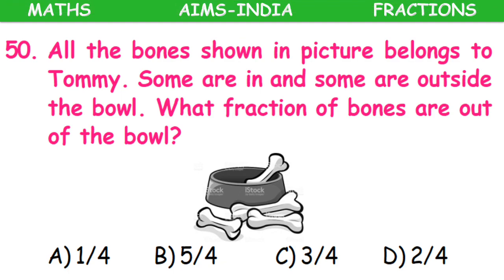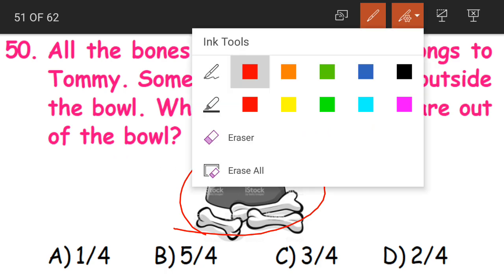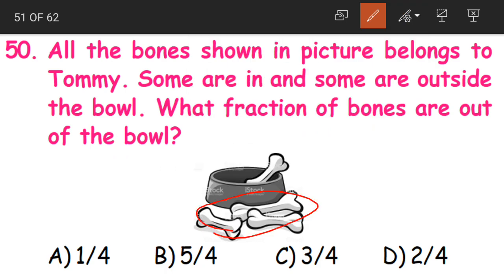Next question. All the bones shown in the picture belong to Tommy. Some are in and some are outside the bowl. What fraction of bones are out of the bowl? Now can you see the bones here children? Yes. So we have to find out the fraction of bones that are outside of the bowl.